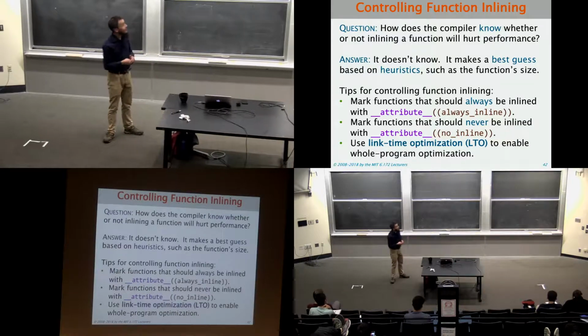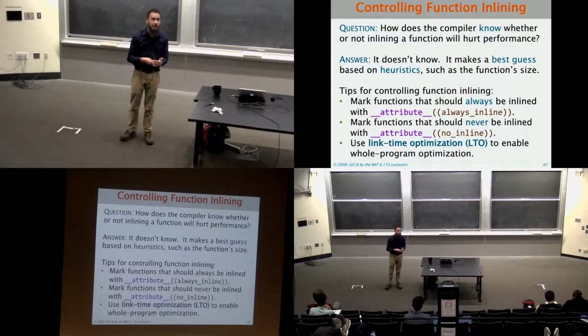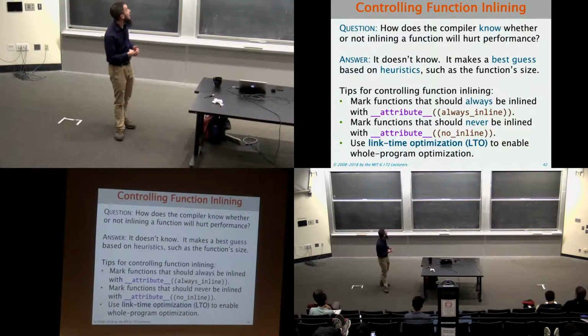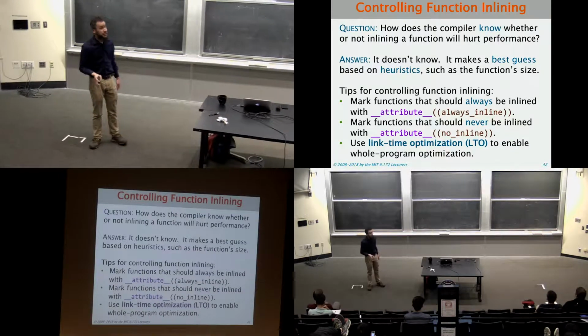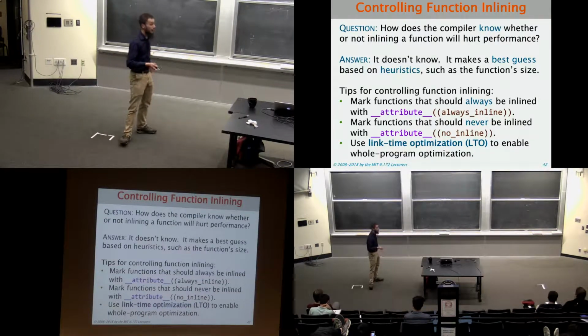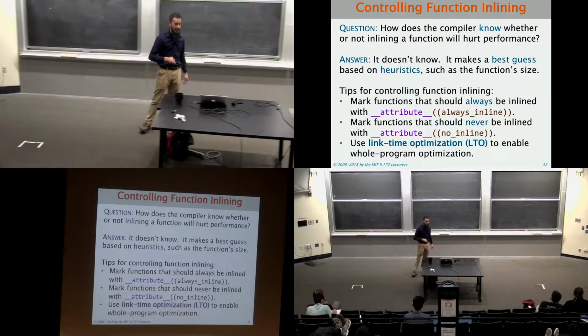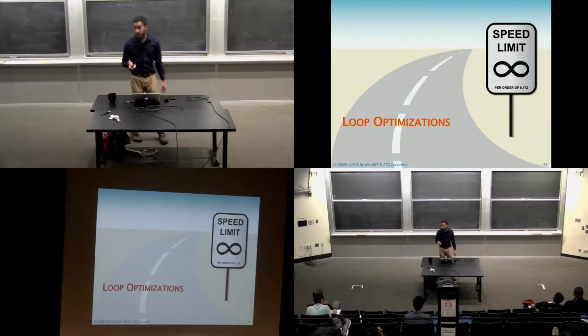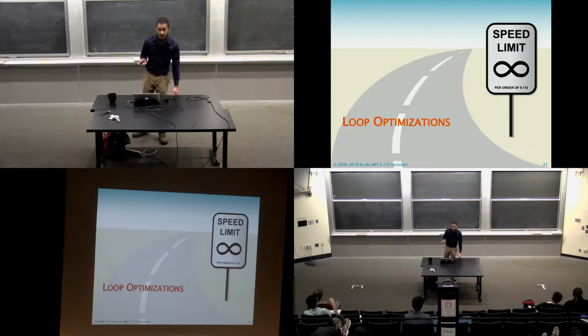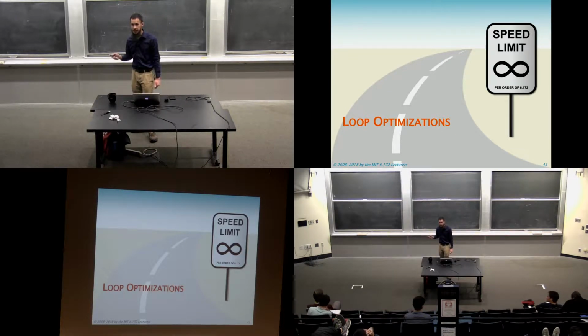And finally, if you want to enable more function inlining in the compiler, you can use link time optimization, or LTO, to enable whole program optimization. Won't go into that during these slides. Let's move on and talk about loop optimizations. Any questions so far before we continue?